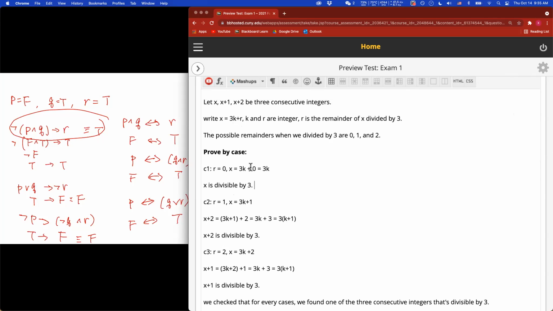So if the remainder is 0, that means x itself is divisible by 3. Now, if x is not divisible by 3, that means it can have remainder 1 or remainder 2. If x has remainder 1, then x plus 2 is divisible by 3. If the remainder is 2, then x plus 1 is divisible by 3. So no matter what consecutive numbers you have, your first number will be one of the 3 cases. Then you can always find a number that's divisible by 3. Good?